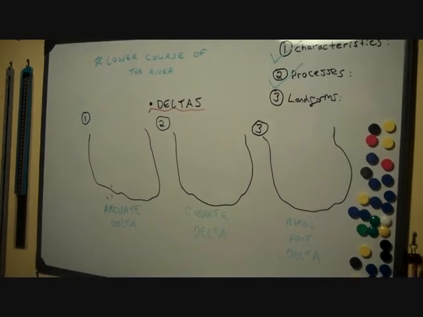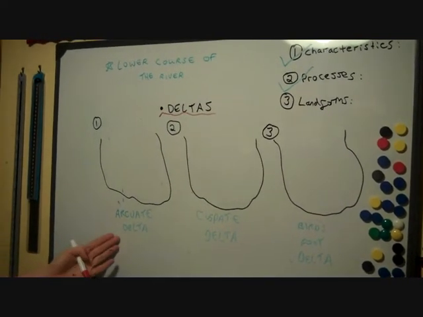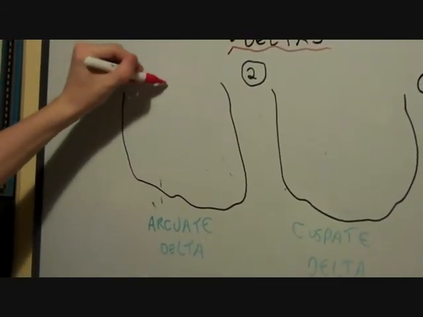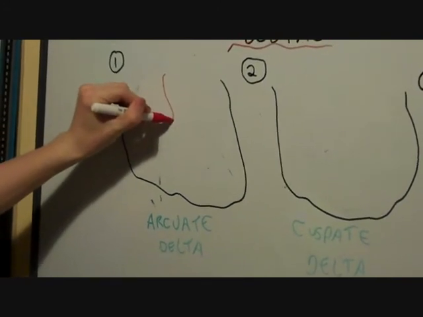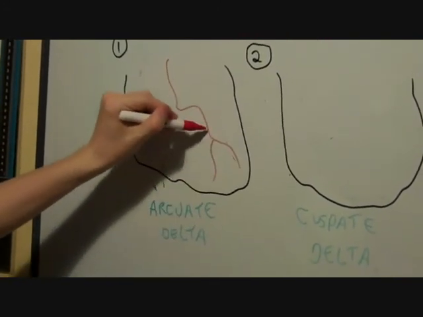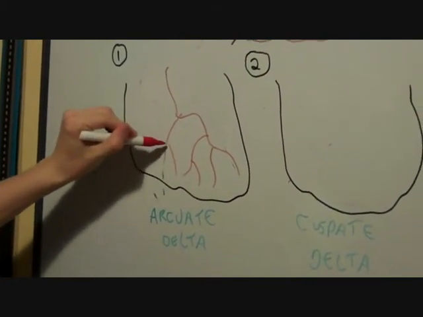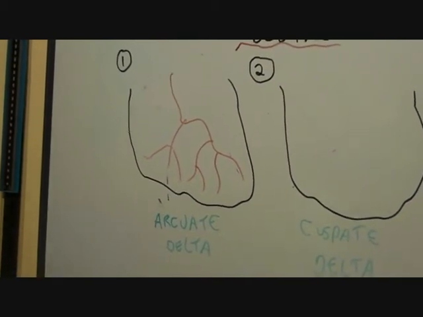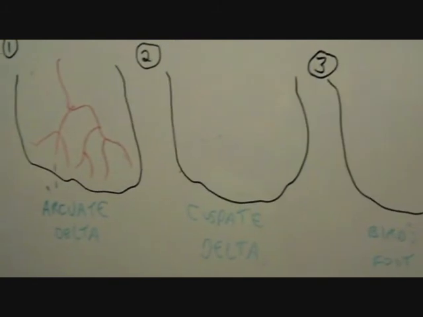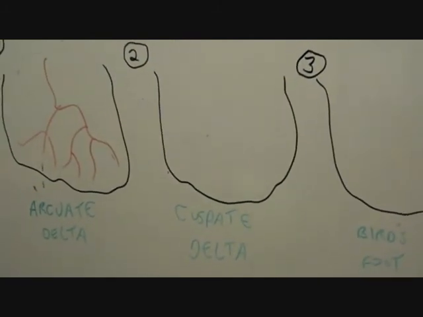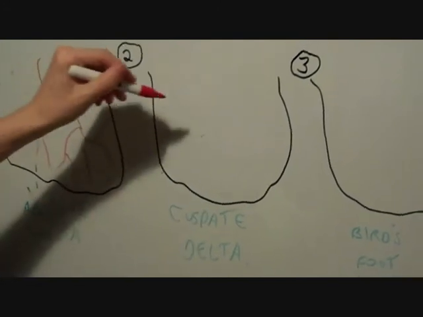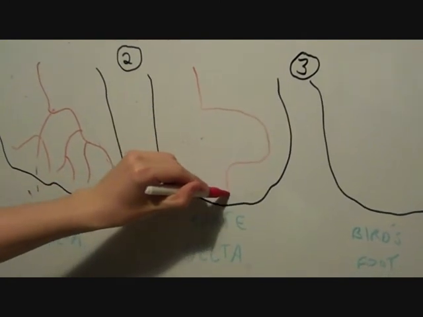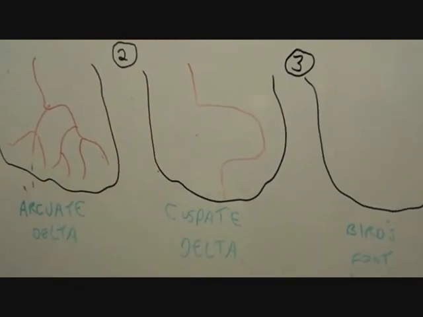Now, the first type of delta I'm going to show you is the arcuate delta. Now, this is when the land around the river mouth arches out into the sea, and the river splits many times, creating almost a fan effect. An example of an arcuate delta would be the Niger Delta in Africa. Now, moving on, the second type of delta that you'll need to know is the cuspate delta. Now, this is when land around the river mouth juts out almost like an arrow into the sea to look something like this. An example of a cuspate delta would be the Ebro Delta.